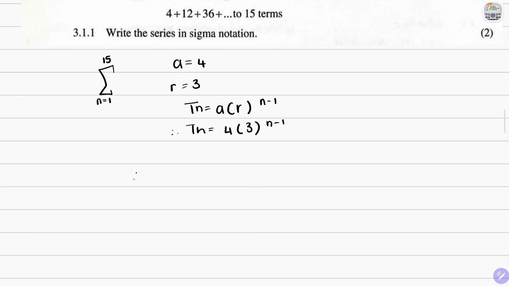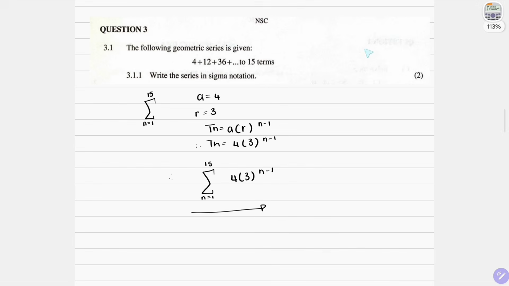And so written in sigma notation, this is the sum of the series starting at n equals 1, ending at 15, of the series with the general form 4 multiplied by 3 raised to the power of n minus 1, and that is our answer.